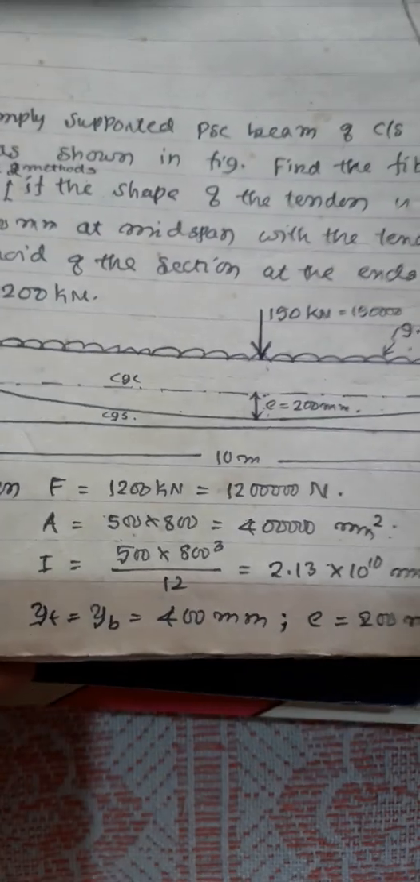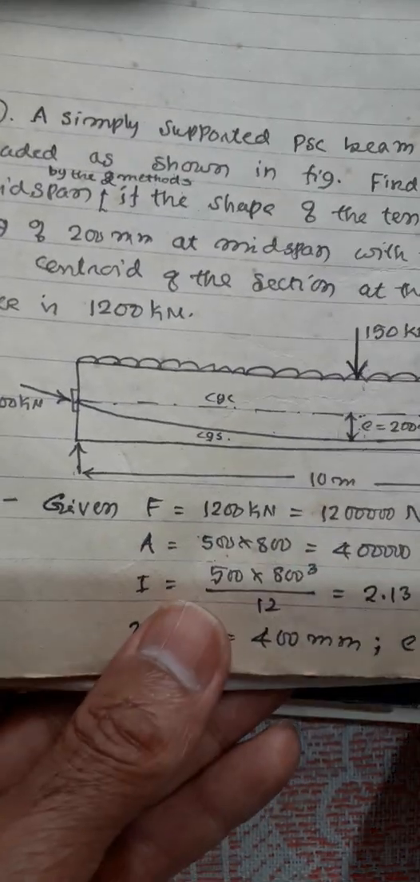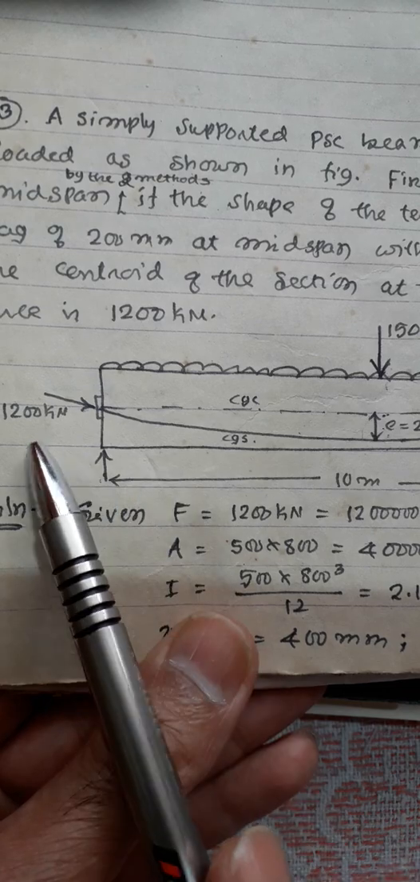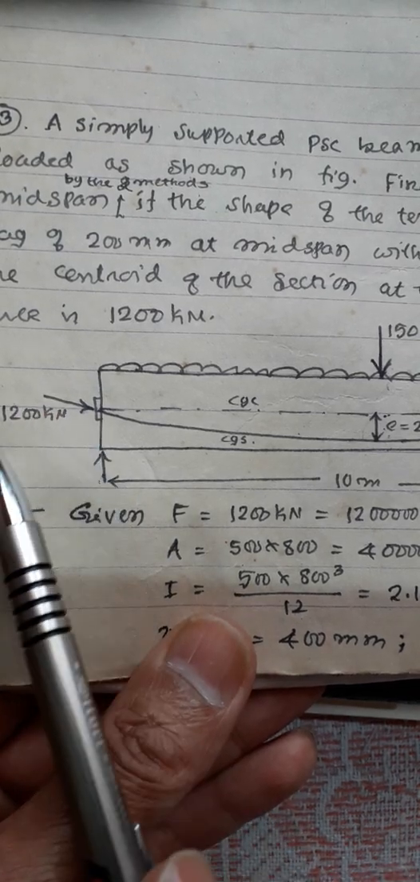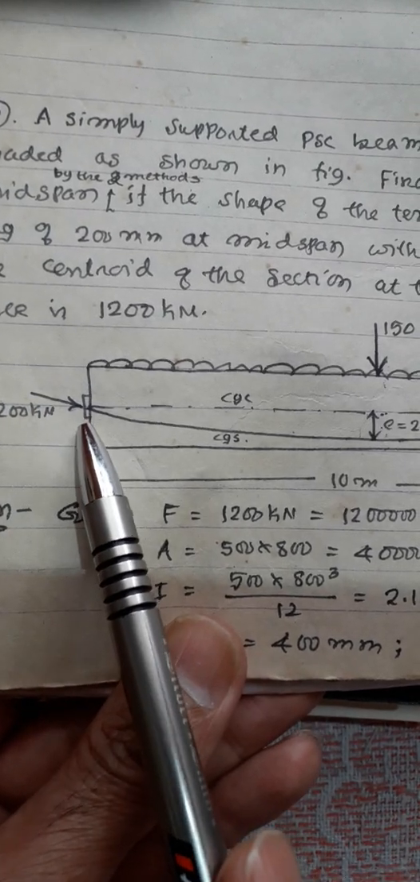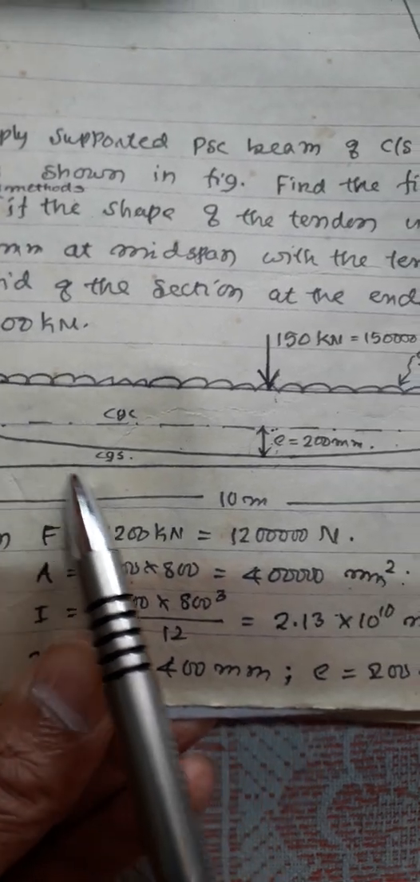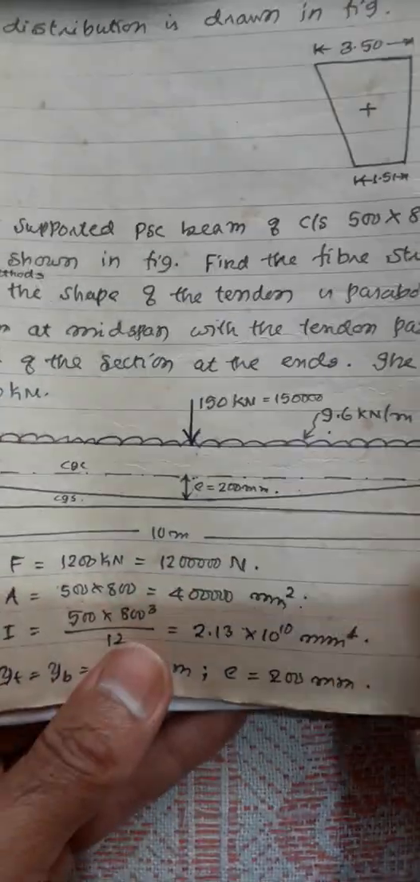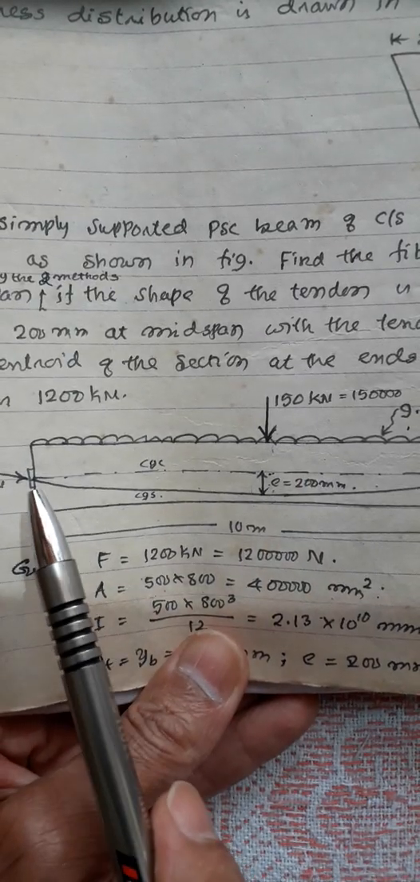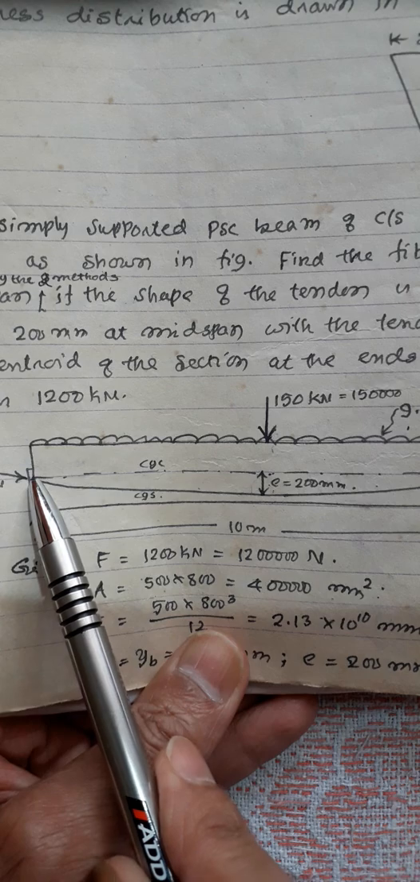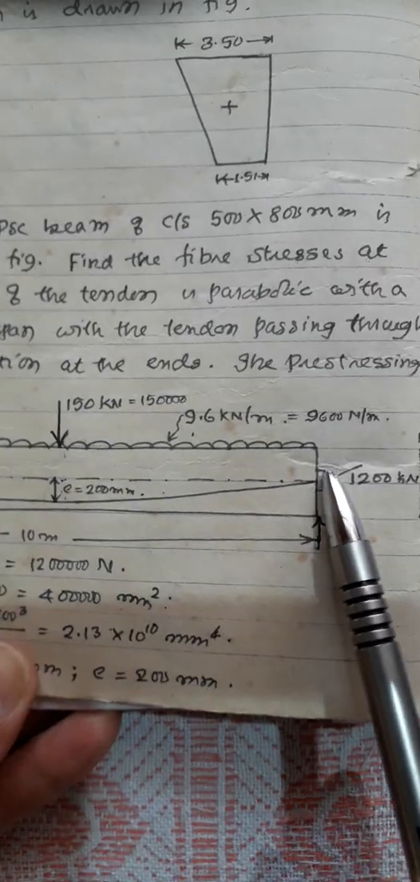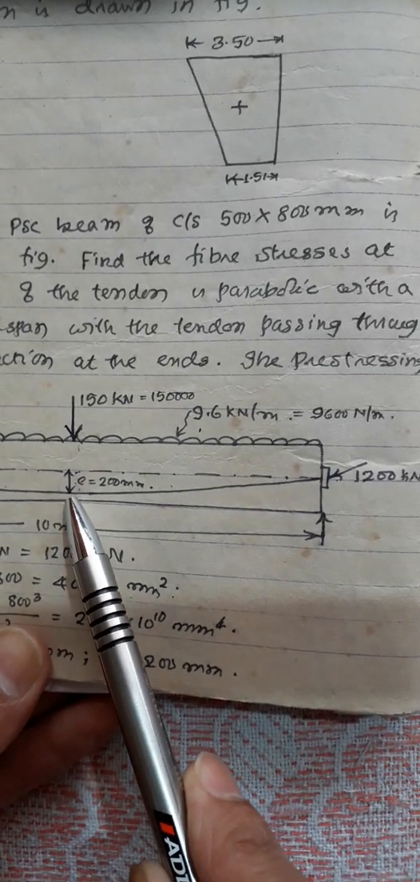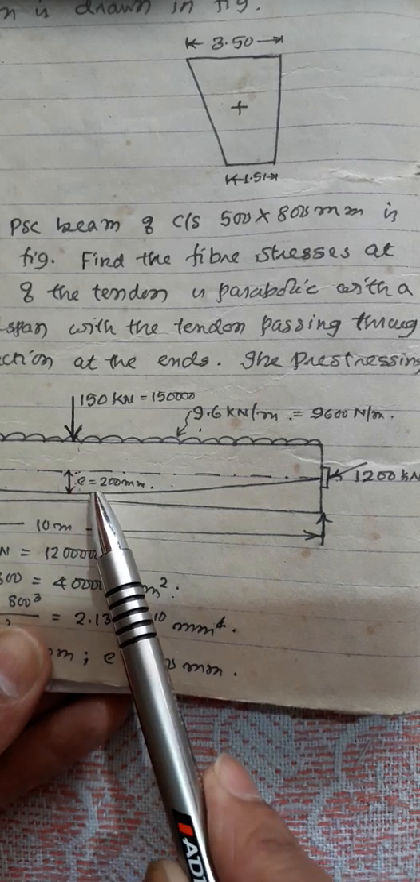Now let me explain this problem. We have a PSC beam wherein a pre-stressing force of 1200 kilonewton is applied, and the cable is laid parabolic in this way. The cable is passing through the CGS at the two ends, but at midspan it has an eccentricity of 200 mm.